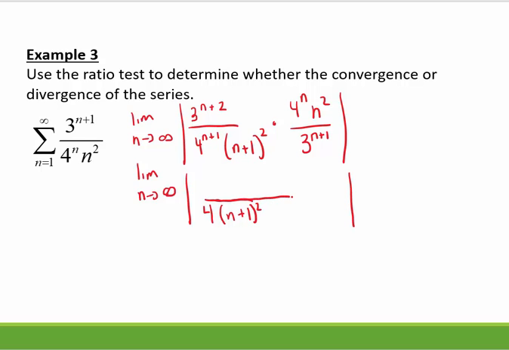I don't know how long my line should be. Maybe it should be a little bit longer. 3n plus 2, oh, I have an n squared on top. 3n squared over 3 to the n, or sorry, 3n plus 2 over 3 to the n plus 1. If I subtract those exponents, really all I am left with is a 3 in the numerator. Actually, I didn't need to give myself as much room as I did. So what does this limit go to? This limit goes to 3/4, which is less than 1.